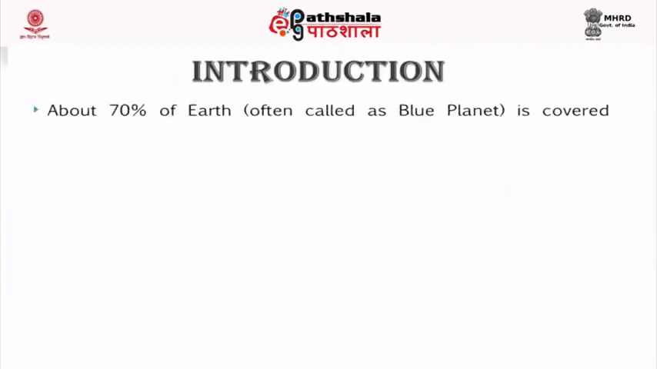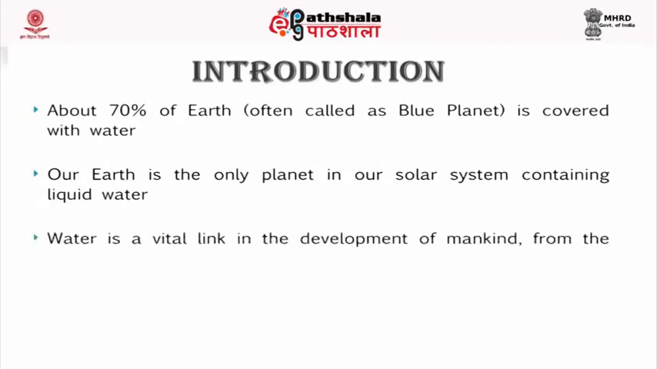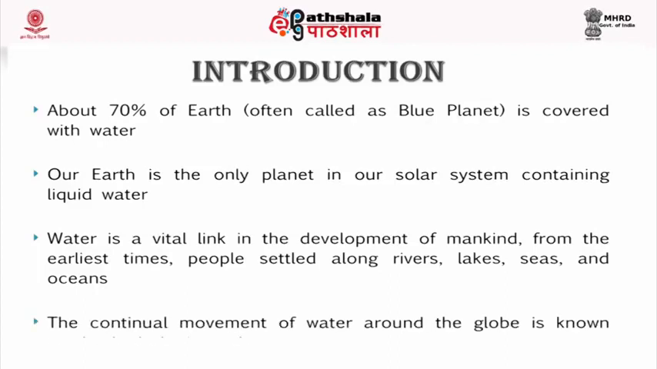About 70% of the earth, often called the blue planet, is covered with water. Our earth is the only planet in our solar system which contains liquid water. Water is a vital link in the development of mankind. From the earliest times, people settled along rivers, lakes, seas and oceans. The continual movement of water around the globe is known as the hydrological cycle.